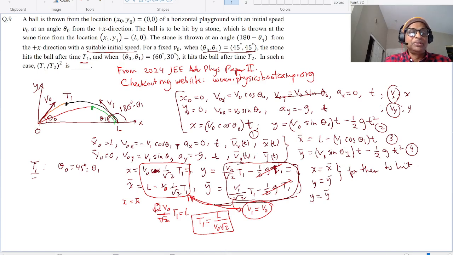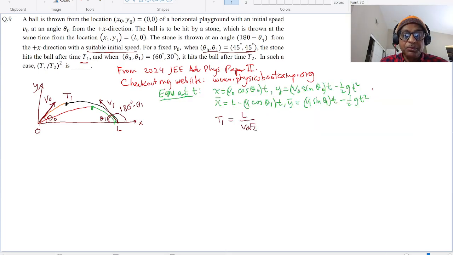Now I need to do a similar thing for T2, and let me pause and clean up so that I can present that T2. Okay, so now we do T2. So for T2, it's for another trajectory. They're going to hit if theta 0 equals 60 degrees and theta 1 equals 30 degrees based on that.